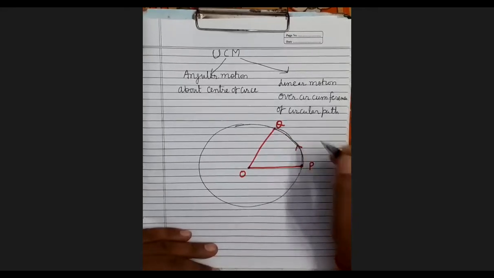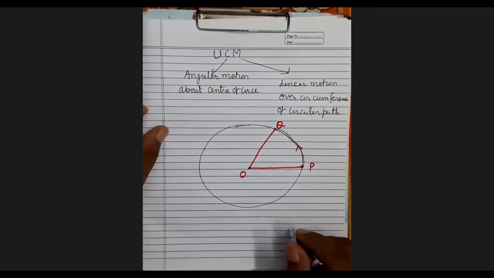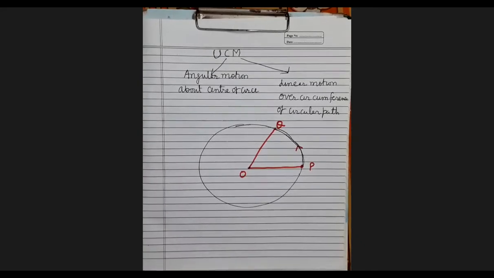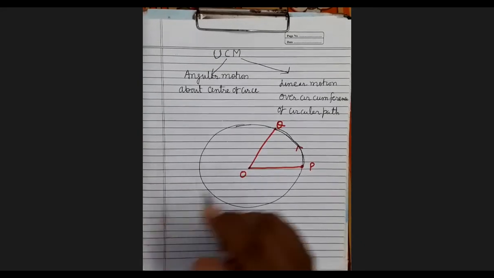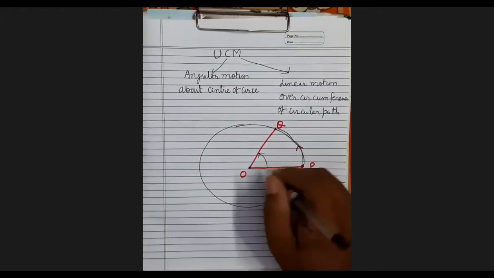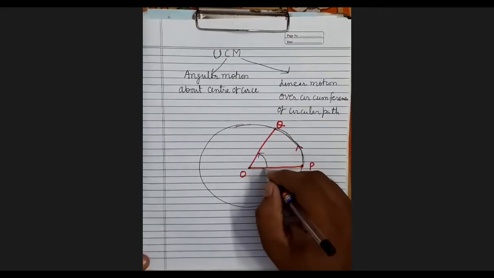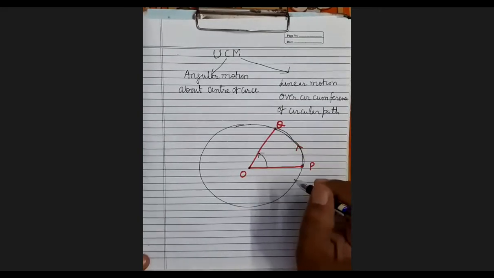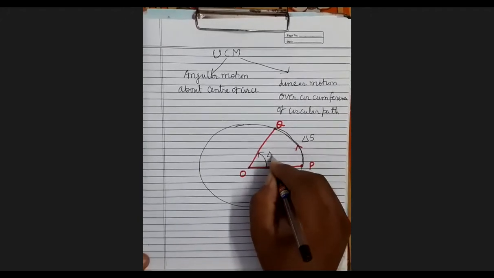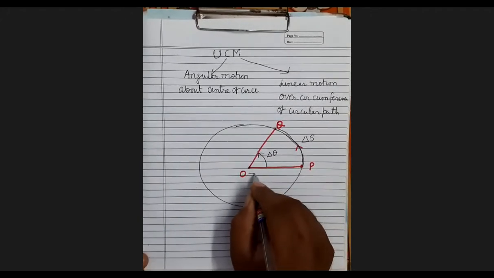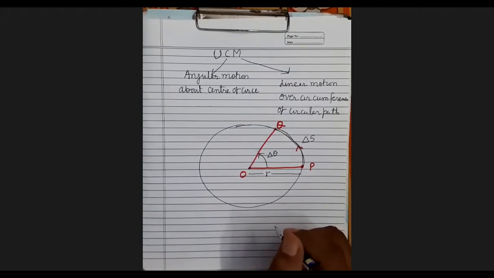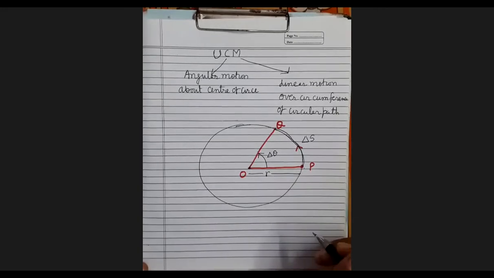It's clear. And how much angle will it move? It is moving by this angle. The angle moved about the center of circular path is this, while the distance covered over the circumference is this. This you can denote by delta S. This is delta theta. And this is the radius of circular path.